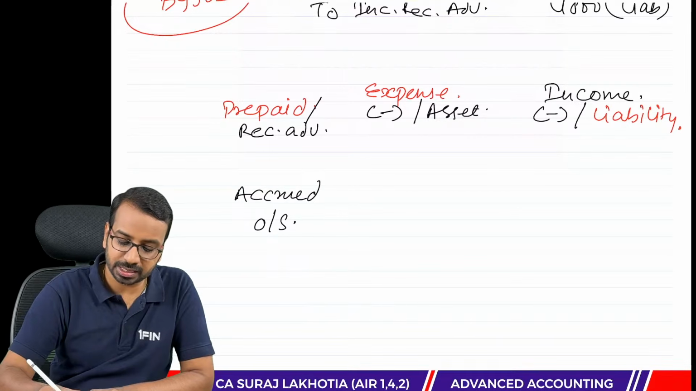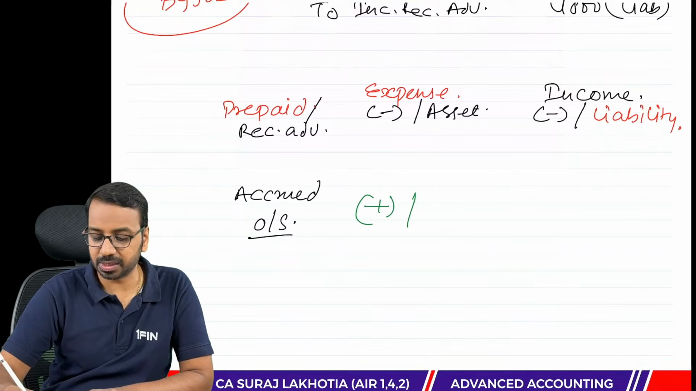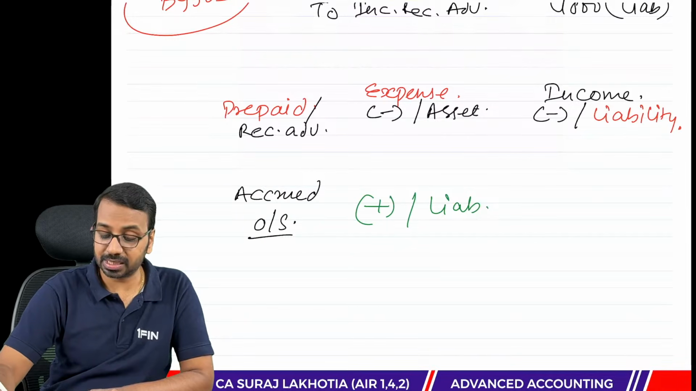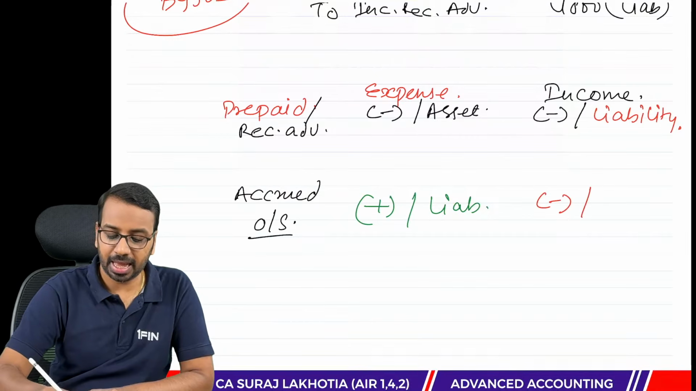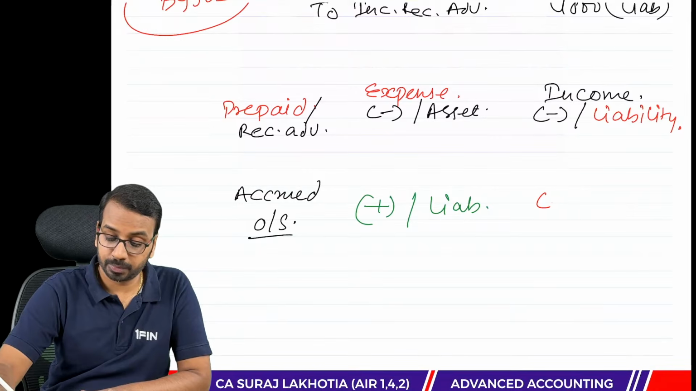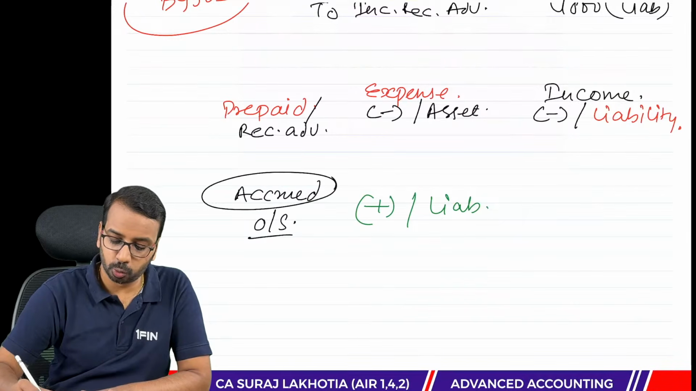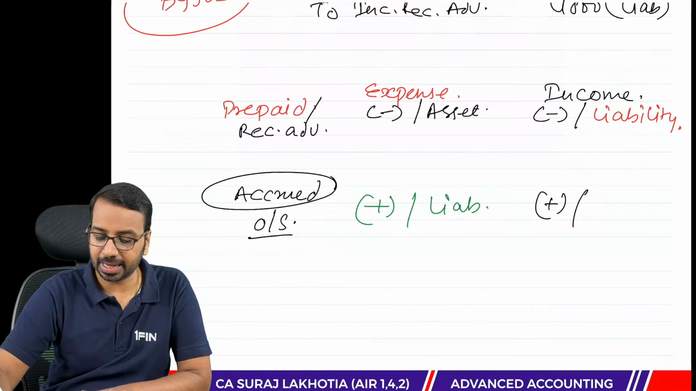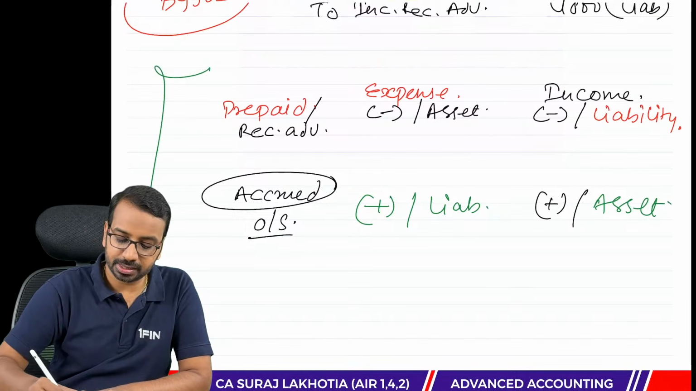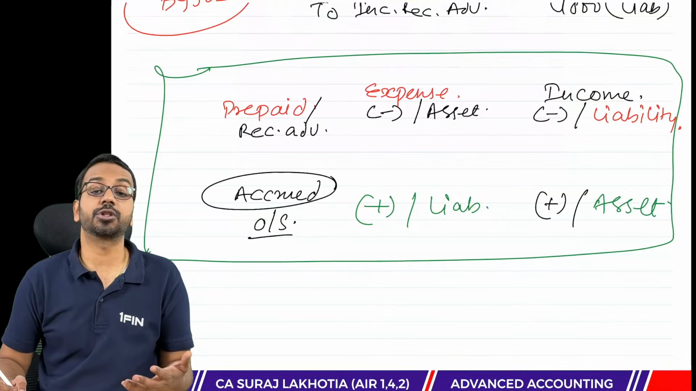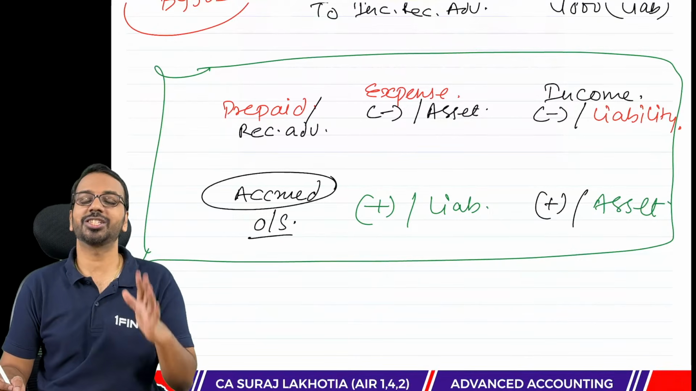Then if it is an expense which is outstanding, then what do you do? Outstanding expenses, we will add it to the expenses and show it as a liability. And if it's an income which is accrued, then we will add it to the income and we will show it as an asset. This simple framework will help you to remember these adjustments. I know you have done enough questions on this, but it is good to revise.